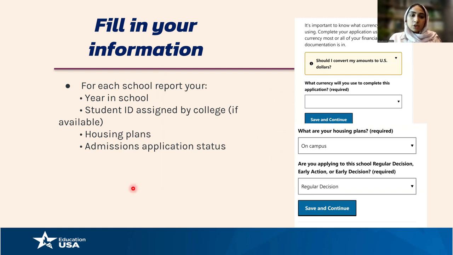For each school report, you will need your school year, your student ID, which is assigned by your college, your housing plans, and admissions application status. When it comes to housing plans, if you're unsure whether you want to live on or off campus, our recommendation is that if you haven't decided yet, you should mention that you plan on living on campus so that you don't face any issues later on.